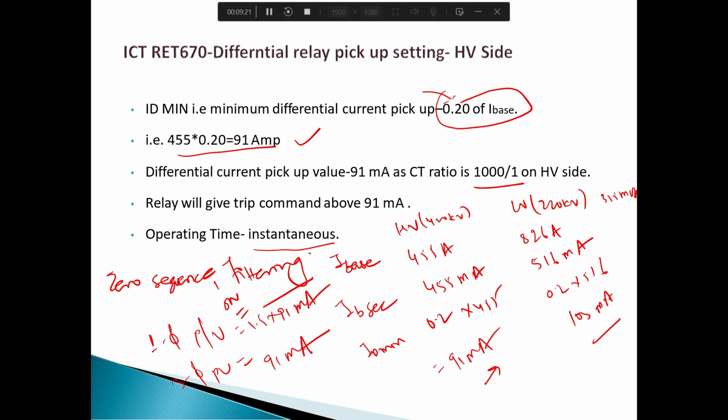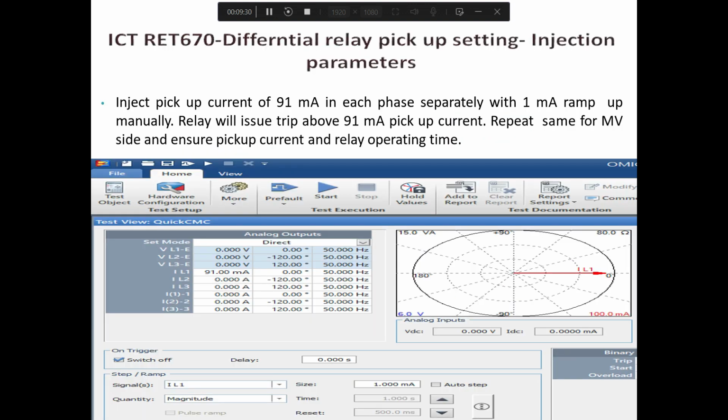If your zero sequence filtering is off, then for both HV side and LV side, three phase pickup will be same as single phase pickup. Now, how to check this three phase or single phase pickup? If you want to check the single phase pickup of HV side, just inject the current in R phase.